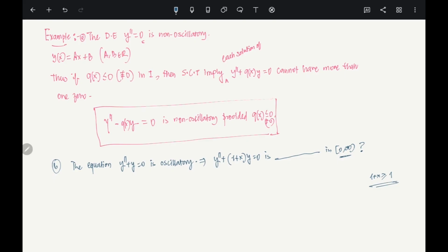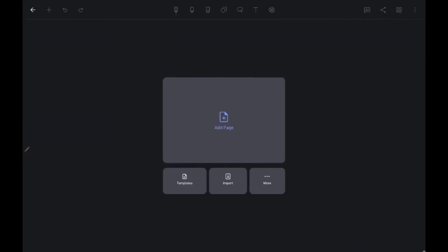So yeah, this is fine. Okay. So now what we are going to do is prove a very important theorem, which is called Picone's theorem, and we are going to do it in the next video. But before that, let us just do Picone's identity first.